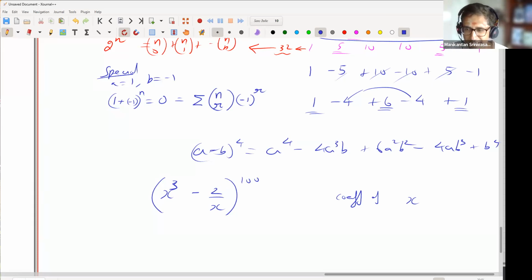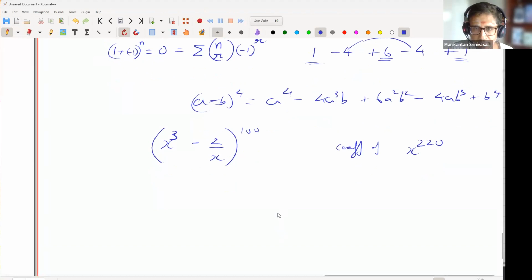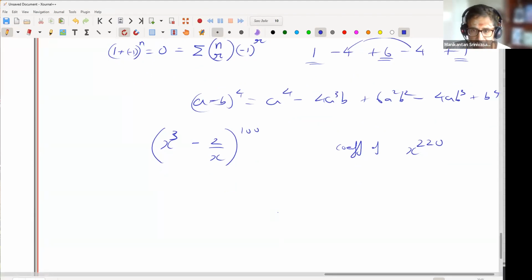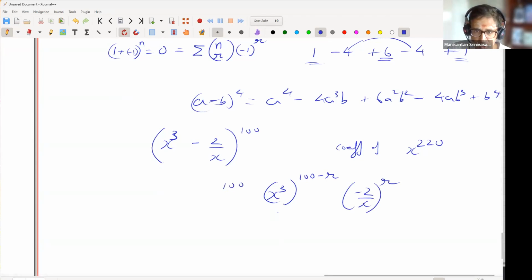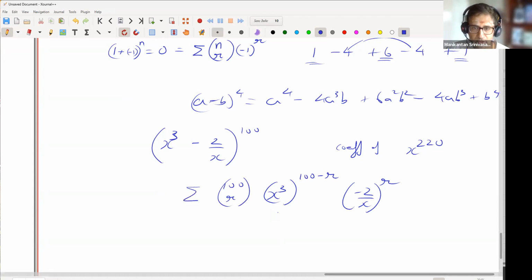Let's take an example, say x power 220. Any term in the expansion, in this case, would be x power 3 power 100 minus r times minus 2 by x power r, and this is 100 choose r. So starting from x power 300 when r is equal to 0, all the way till x power minus 100. The last term would end in x power minus 100.